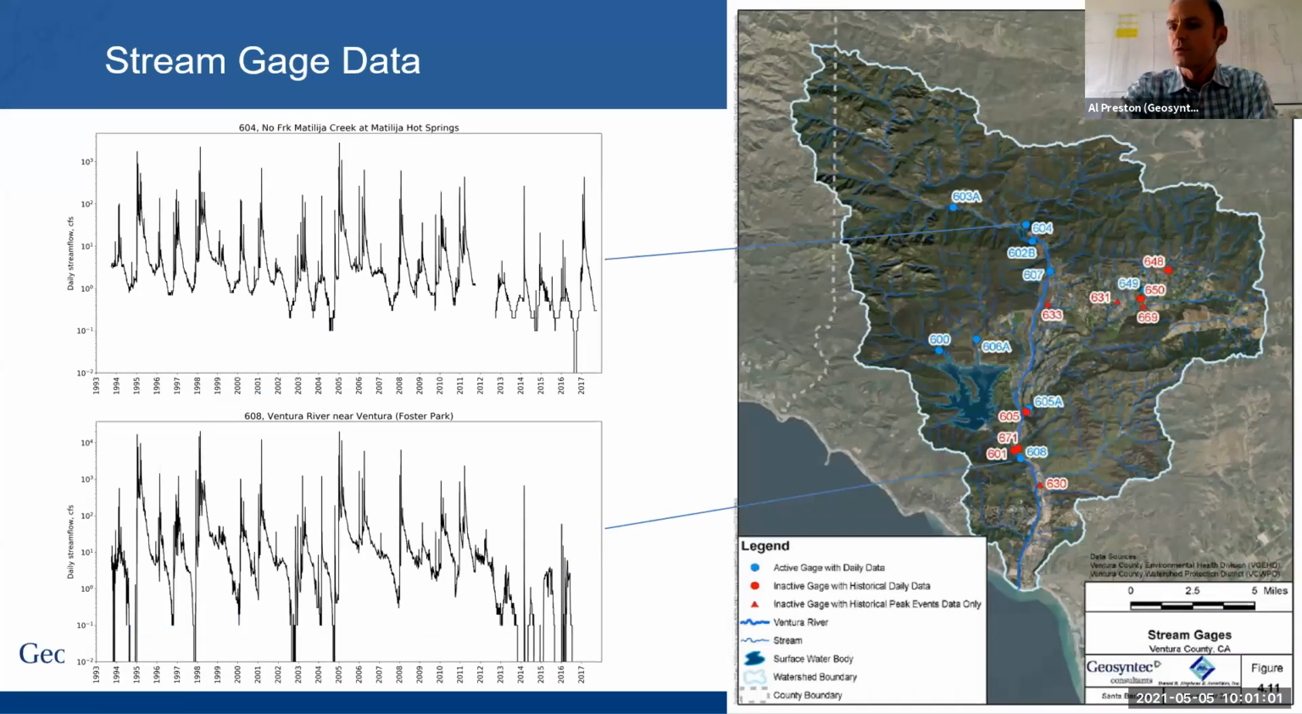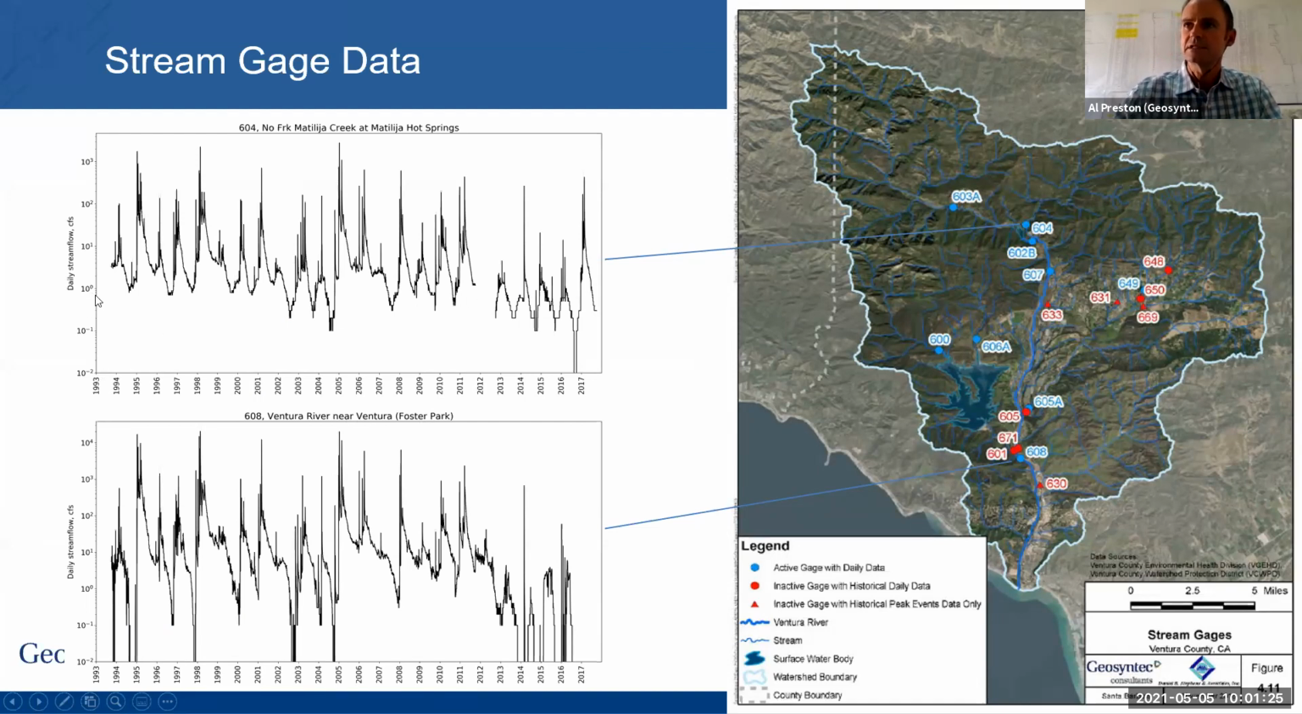So this is a map of the watershed showing the stream gauges. The ones I want you to pay attention to are the blue ones. They're the active gauges. They have daily stream flow data. And I've got a couple of examples on the left. These are time series of flow rate over the entire 24-year modeling period. This is one up in North Fork, Matilija.